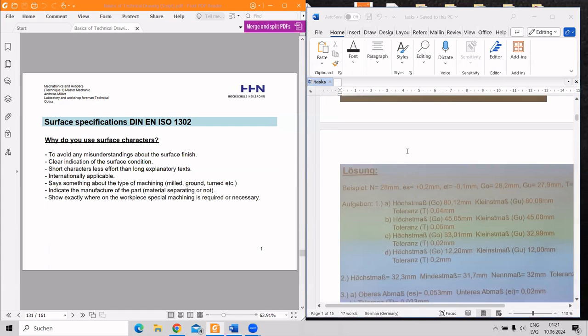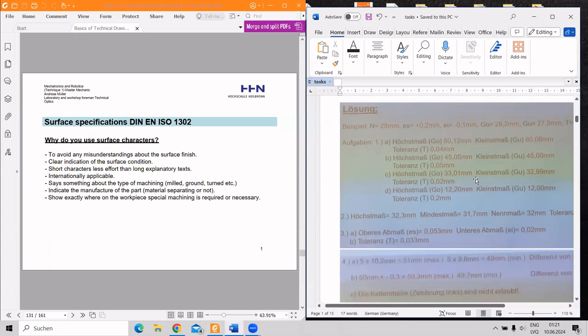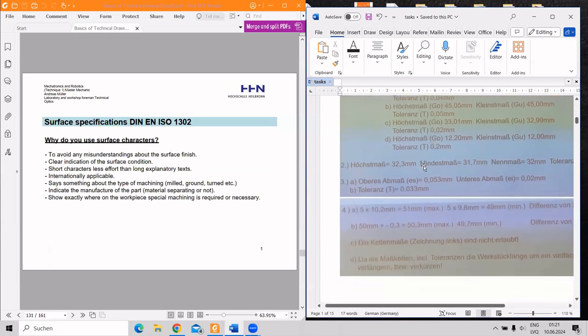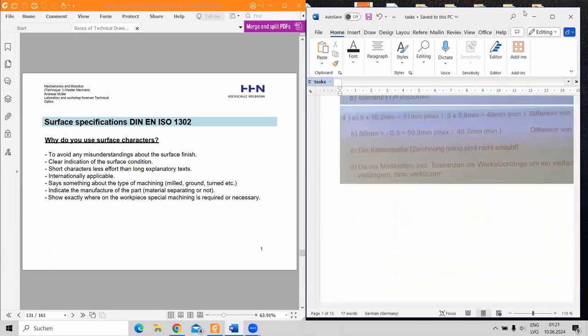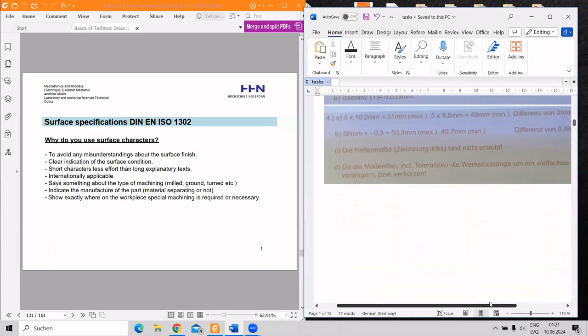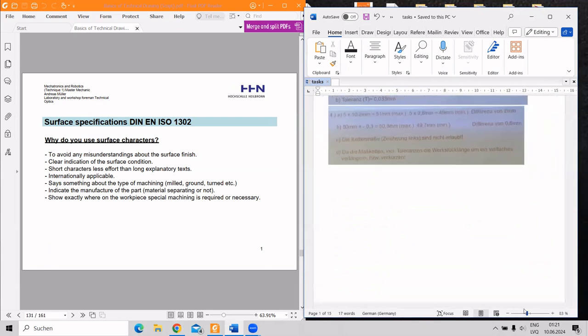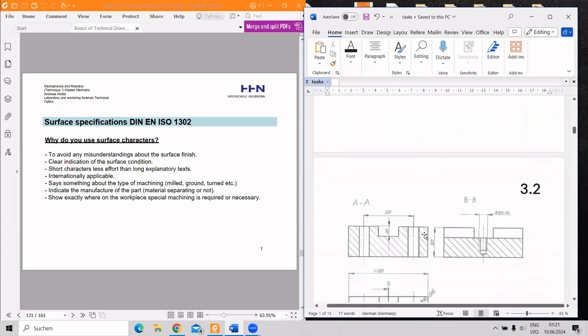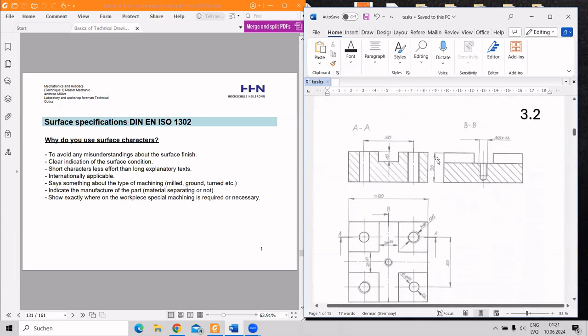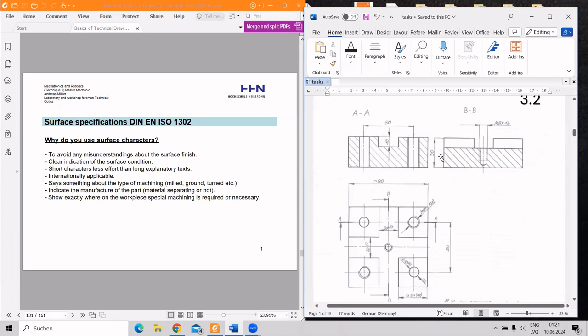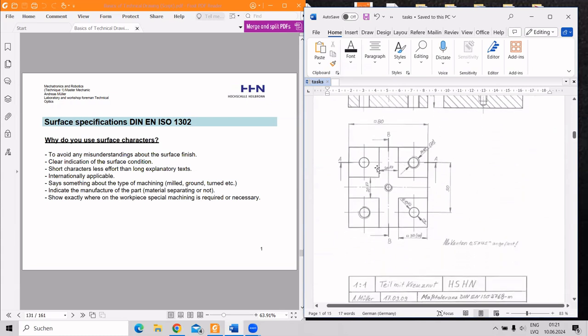Okay, and here we have a solution for the task, which I will add maybe later, because I don't have an option now. And here we also have a third task solution. Here some examples.